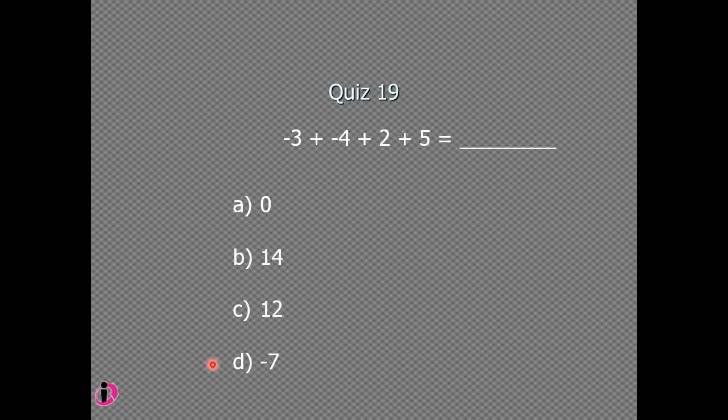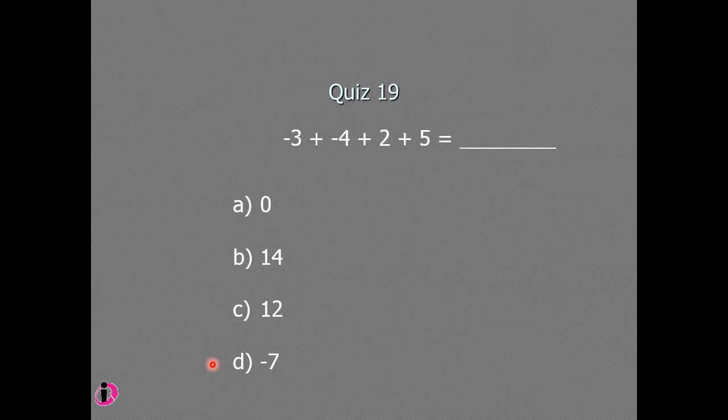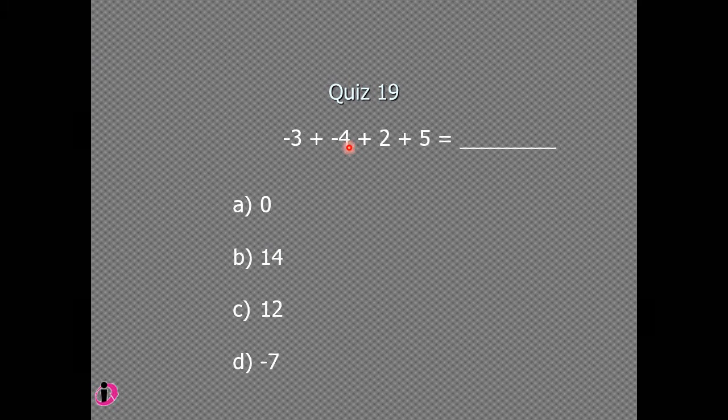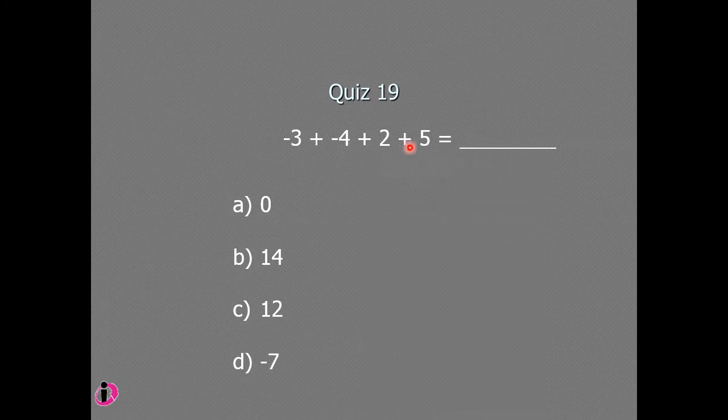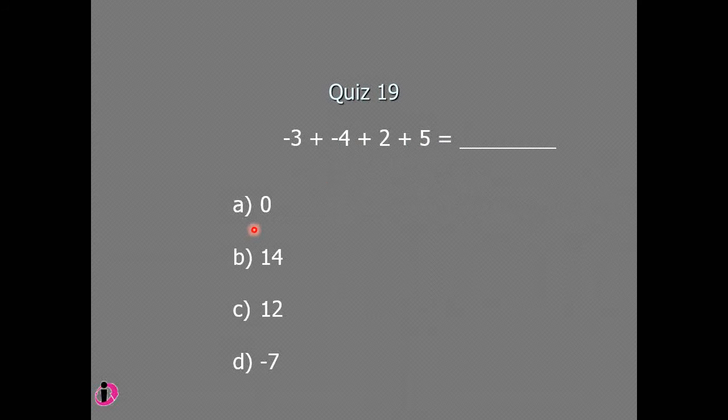Let's try here. Negative 3 and negative 4, that's what? Negative 7. And then here, this is positive 7, right? So that means it's 0. Right answer is A.